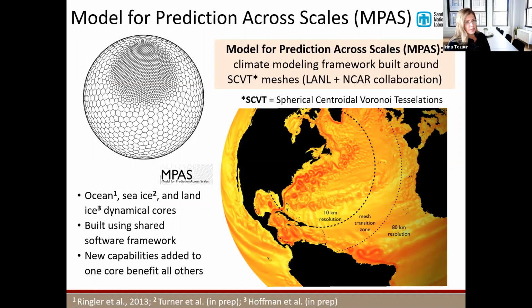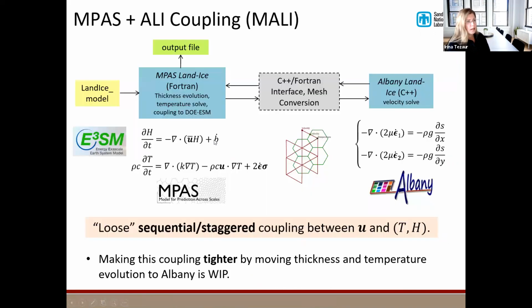Let's see, the other piece here is MPAS, which stands for Model for Prediction Across Scales. Similar idea here. MPAS is a climate modeling framework built around spherical centroidal Voronoi tessellation meshes. So they look like this. You have these hexagonal grids, which is maybe a little bit weird for a lot of you, but this is actually very common in climate. There are three dynamical cores that use this grid: ocean, sea ice, and land ice. And similar story: by having this shared framework, if a new capability is added for one of these dynamical cores, the others will inherit it as well.